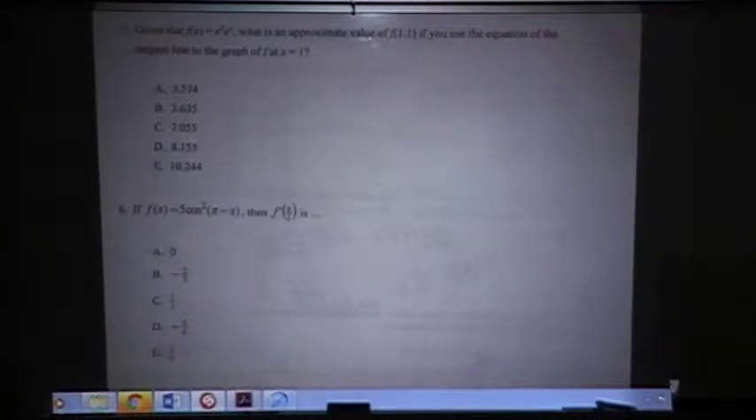So on number 5, given that f of x equals x squared e to the x, what is an approximate value of f of 1.1 if you use the equation of the tangent line to the graph of f at x equals 1? Okay, so we see those keywords: equation of the tangent line. So we know we're looking for the derivative. So I'm going to find the derivative.